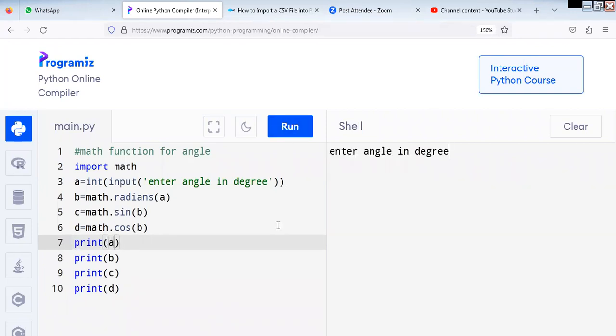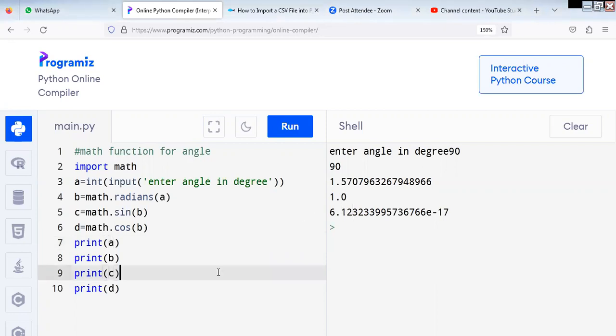Print. Suppose we take the angle 90 degrees. So 90 in radians is 1.57, that is pi by 2. Sine of 90 is 1. And we know the cos of 90 is 0. So it is almost coming 0, 6 into 10 raised to minus 17.